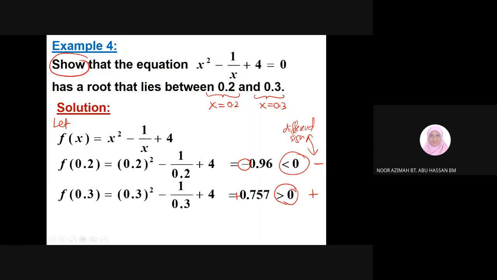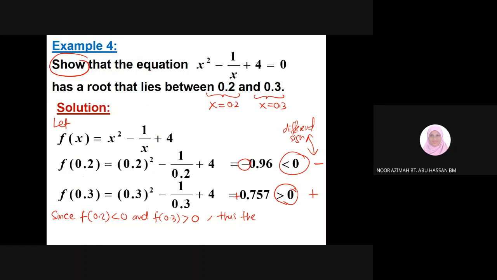So how to write a perfect conclusion is by starting with, since f(0.2) has a negative value that is less than 0, and for f(0.3), we end up having a positive value that is more than 0. Thus, the equation, answer back the question.